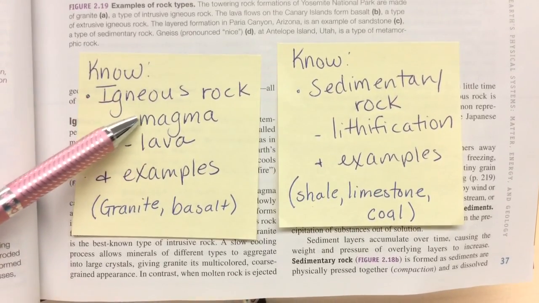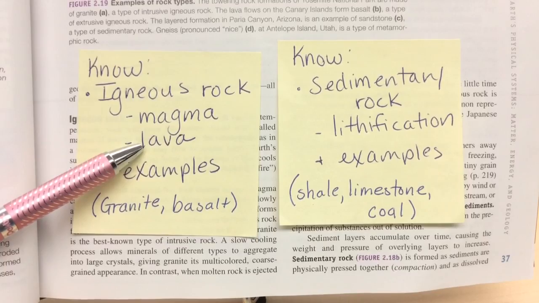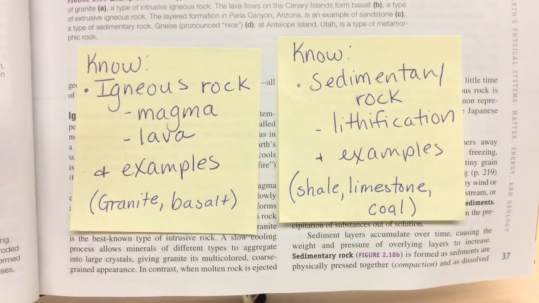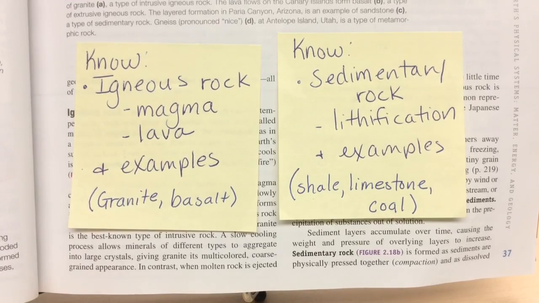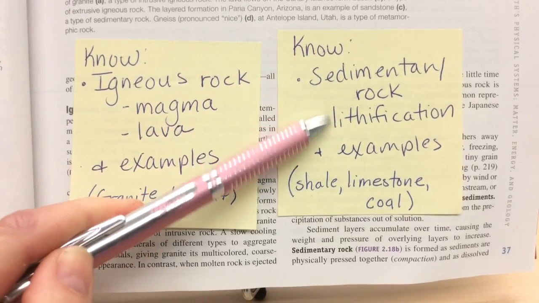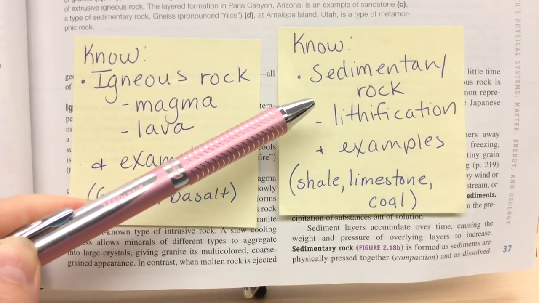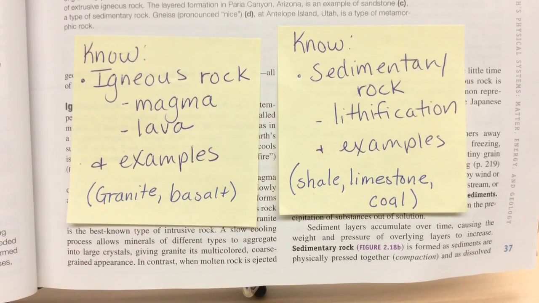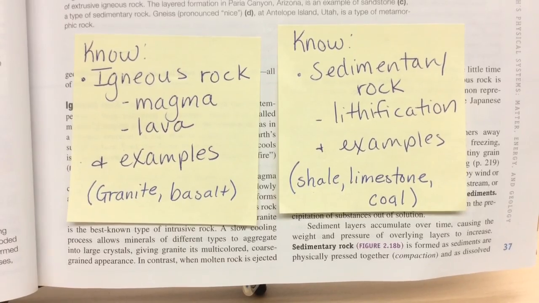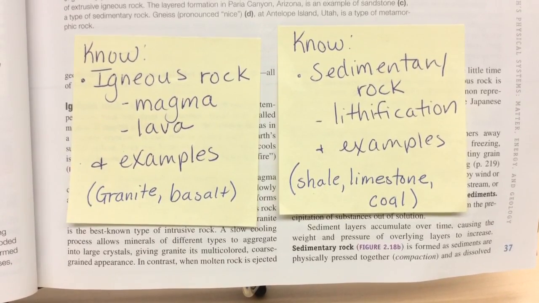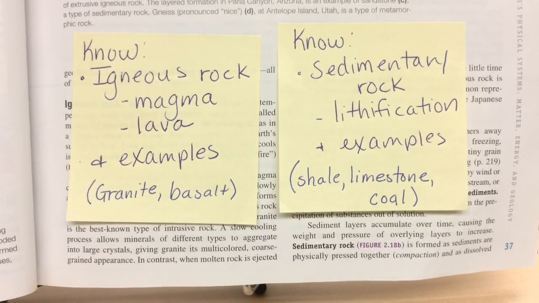So igneous rock is magma that has cooled. Magma is basically lava. And granite and basalt are our most famous types. And then sedimentary rock has this process of lithification, which is layers. And then shale and limestone and coal, actually coal is a sedimentary rock. We will continue on with chapter 2 in the next video.